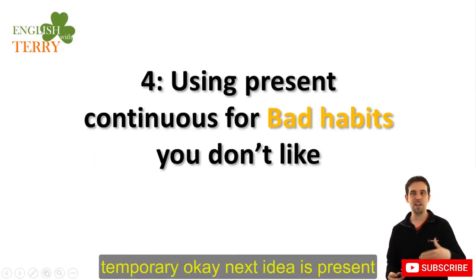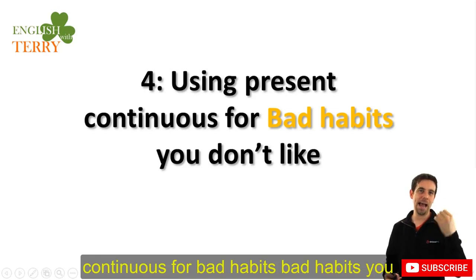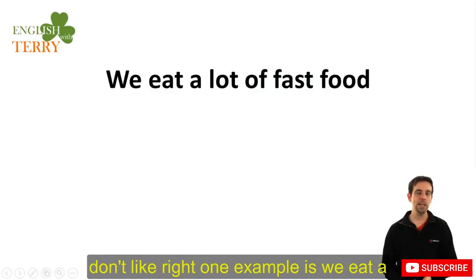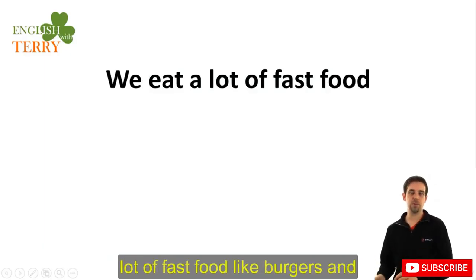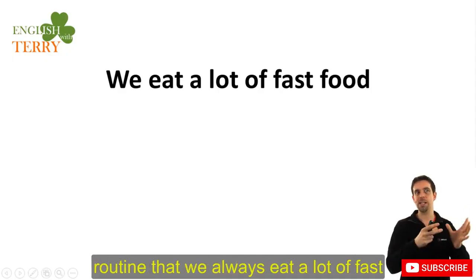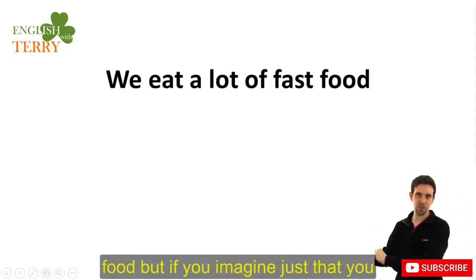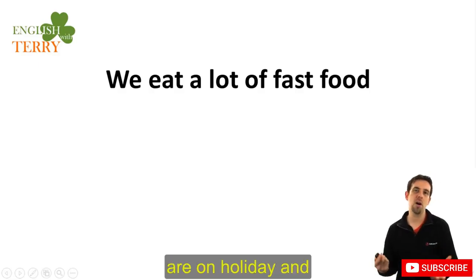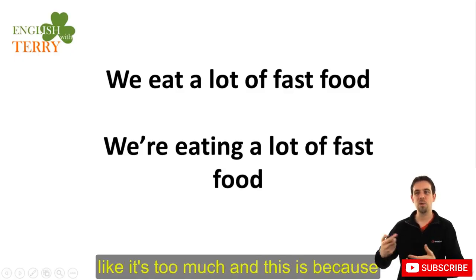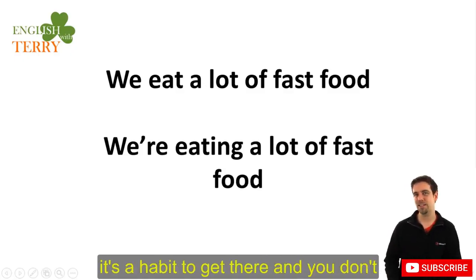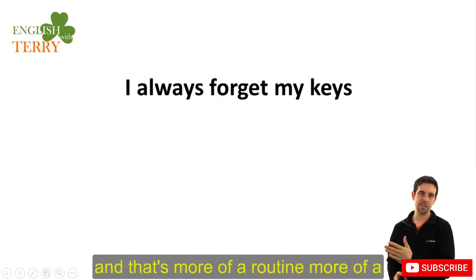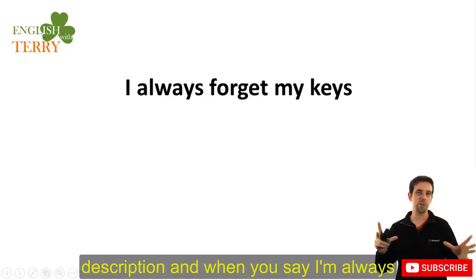Next idea is present continuous for bad habits. Bad habits you don't like, right? One example is we eat a lot of fast food, like burgers and McDonald's, right? This is the idea of a routine, that we always eat a lot of fast food. But if you imagine that you are on holiday and, we're eating a lot of fast food. It's like it's too much, and this is like a habit you've got into, and you don't like it. Another example is I always forget my keys. And that's more of a routine, more of a description.